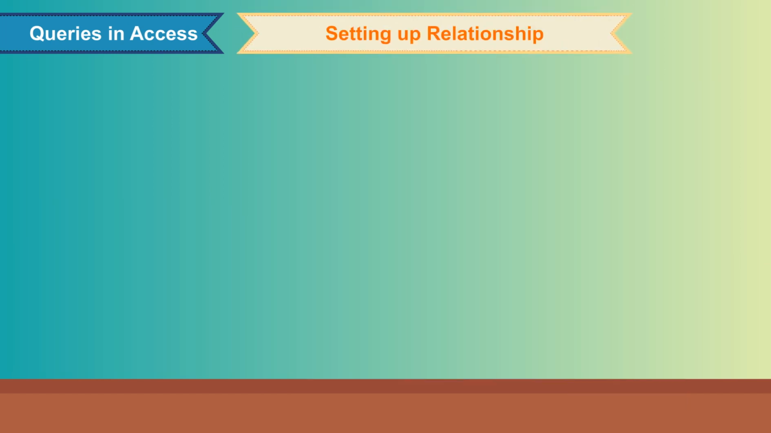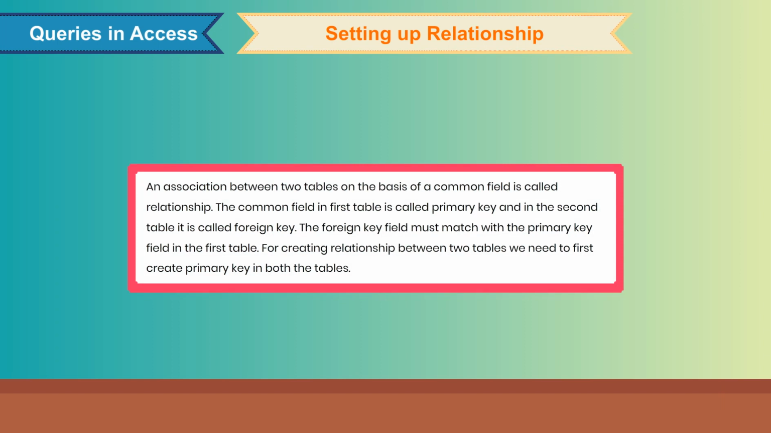Setting up relationship. An association between two tables on the basis of a common field is called a relationship. The common field in the first table is called primary key, and in the second table it is called foreign key. The foreign key field must match with the primary key field in the first table. For creating a relationship between two tables, we need to first create a primary key in both the tables.